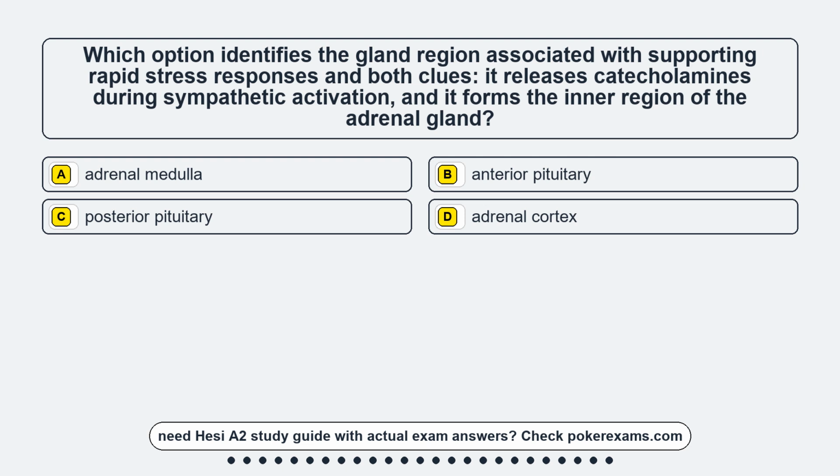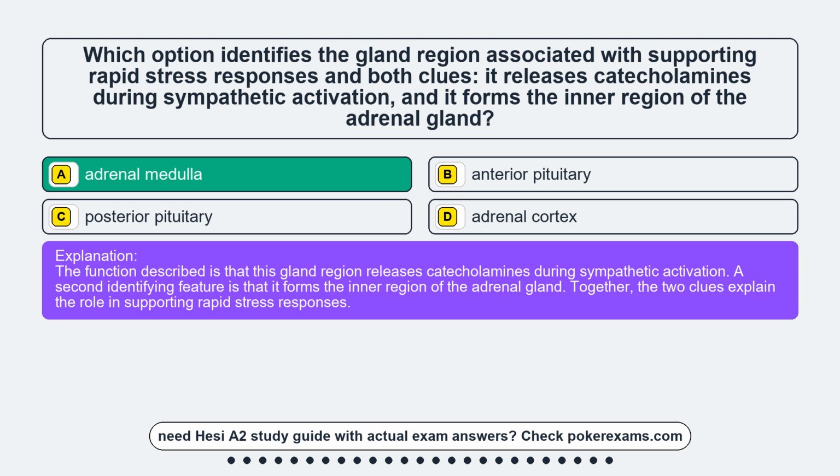Question 23. Which option identifies the gland region associated with supporting rapid stress responses? In both clues, it releases catecholamines during sympathetic activation, and it forms the inner region of the adrenal gland. Option A, adrenal medulla. Option B, anterior pituitary. Option C, posterior pituitary. Option D, the adrenal cortex. The correct answer is option A, adrenal medulla.